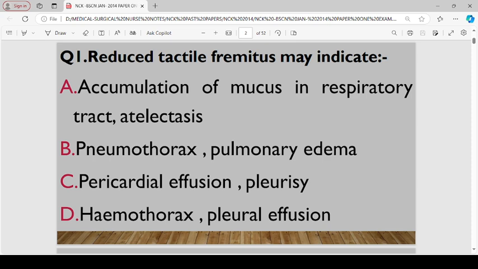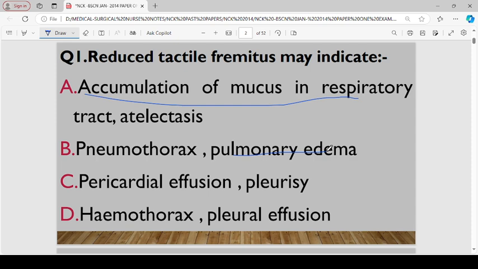All right, so if you look at option number 1, accumulation of mucus in the respiratory tract, this one normally causes an increase and not a decrease, right? While atelectasis will decrease, as is required in the option, the first part may not work for us. Option 2, pneumothorax. Of course, pneumothorax and atelectasis are both going to decrease it. But pulmonary edema is not related to fremitus, the conduction of the vibrations.